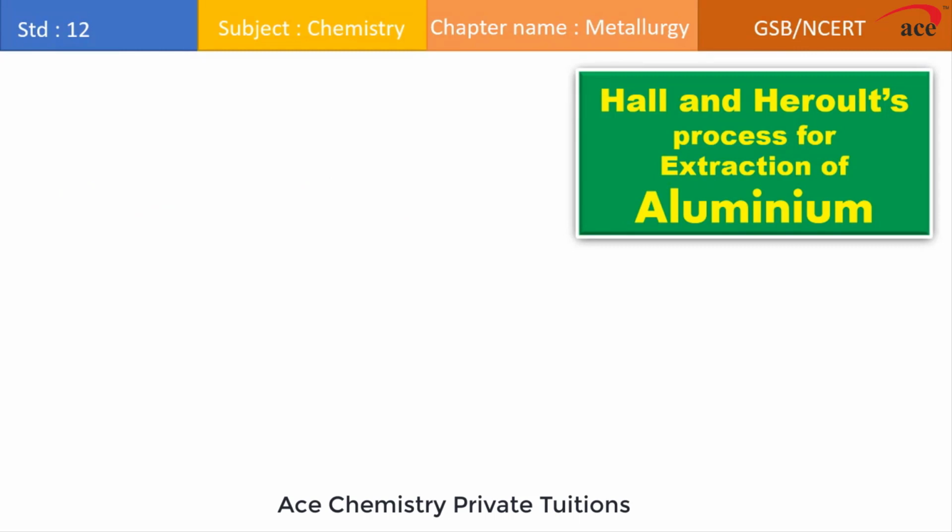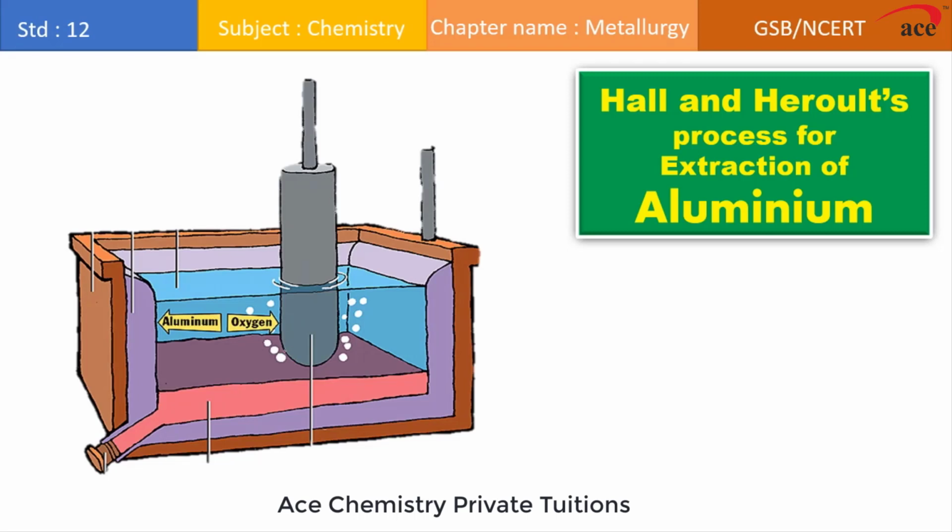Now, let's learn in detail about Hall and Heroult's process of reduction. Since it involves electrolysis of molten alumina, it involves an electrolytic cell or electrolytic bath. This electrolytic cell consists of what? An iron tank. You can see it's a rectangular box which is made up of what? Iron. It's an iron tank, and the inner side of this iron tank is coated with what? Graphite. That is, carbon.